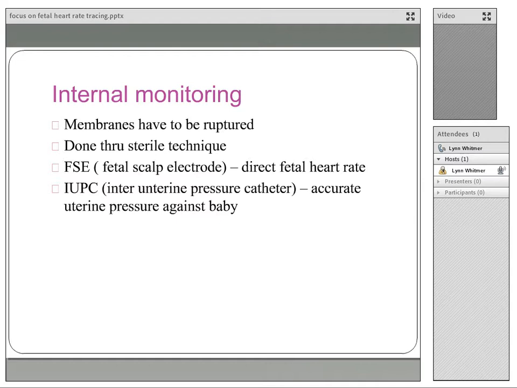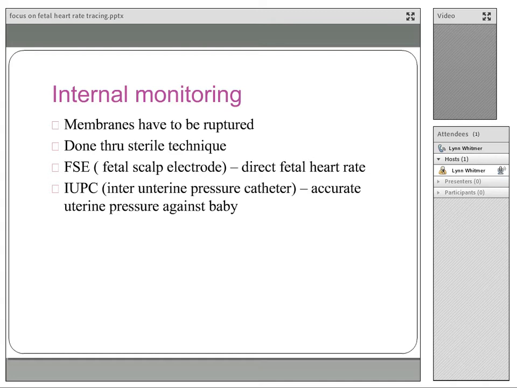It's done under sterile technique, so the physician will use sterile gloves. We can put in a fetal scalp electrode. Some people call it a fetal scalp clip. The terminology differs in each labor and delivery area depending on the region of the country you're in. But this is actually like a little screw device that slides right under the baby's skin. So does it cause pain? Perhaps. Your babies will respond to this activity. But we do get a direct fetal heart rate. There is no question. If the baby moves, I'm still going to be able to keep him connected to my fetal monitor.